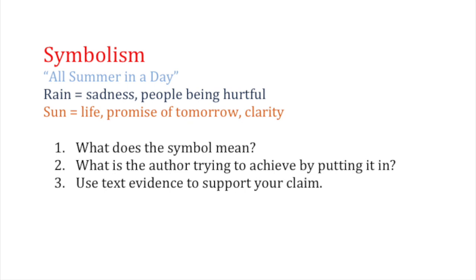To give you an example of what I'm talking about, I think of the text All Summer in a Day, the short story that we studied together. One symbol I noticed that the author, Bradbury, uses is the rain. Initially, he describes the rain, and to me it symbolizes sadness and people being hurtful and dark deeds.